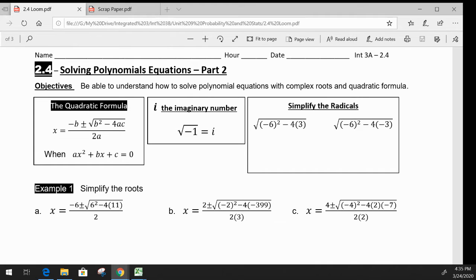Hello, everybody. Today we are doing lesson 2.4, which is the second part of solving polynomial equations. Now, this lesson is going to be a little bit more difficult with some of the problems because we are going to be using the quadratic formula.